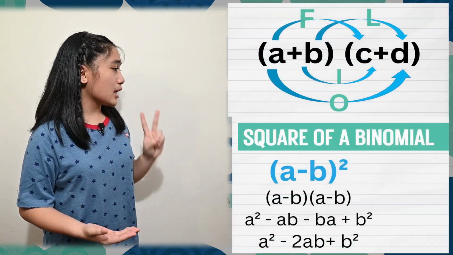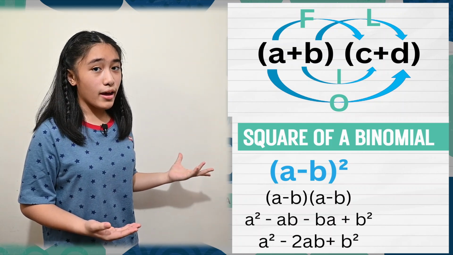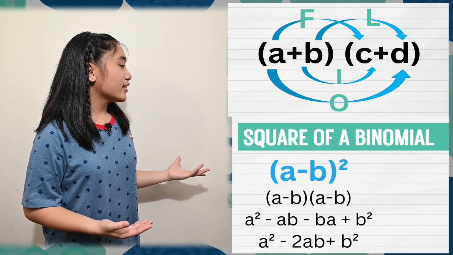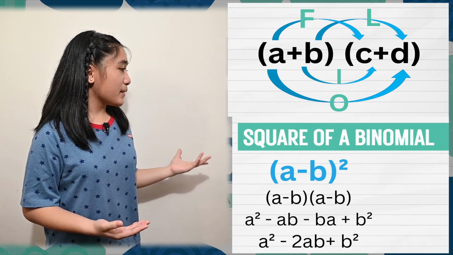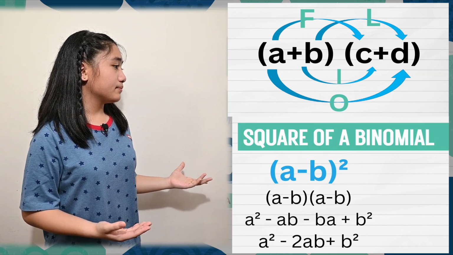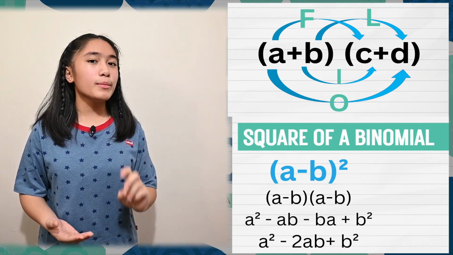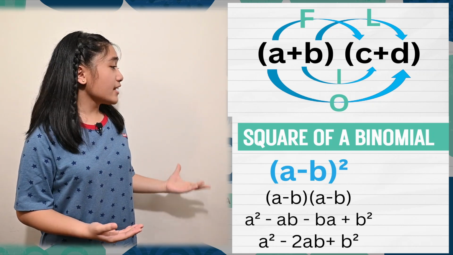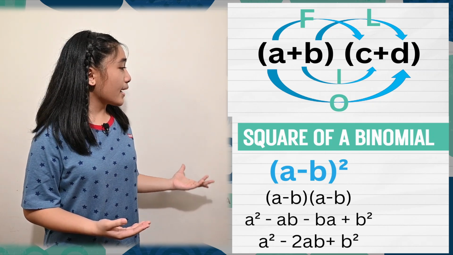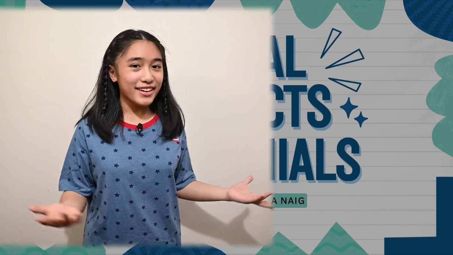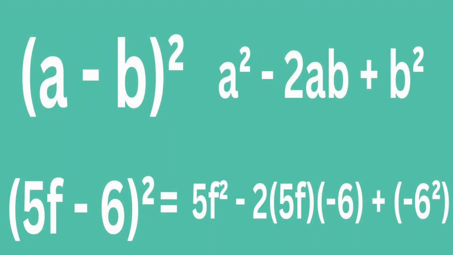Here's the second case for squaring a binomial. Again, we have two of the same expression. So following the FOIL method, we will get A squared, negative AB, negative BA, positive B squared. Then, combine those two terms in the middle, and we will get A squared, negative 2AB, positive B squared. There you go! That's the pattern for finding the square of a binomial with a negative operation. Try this example to better test your knowledge on this.